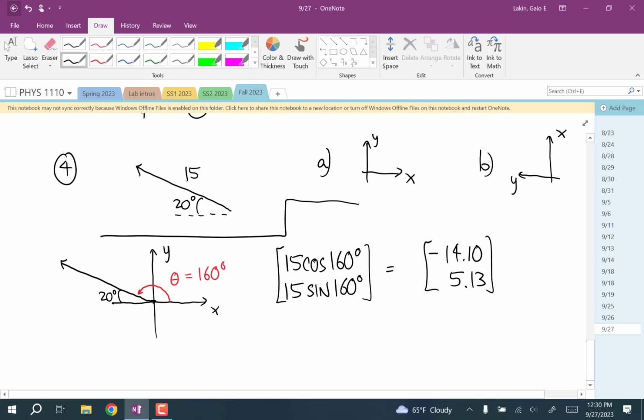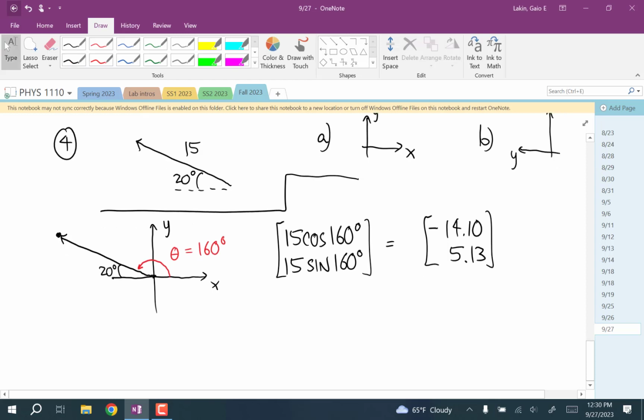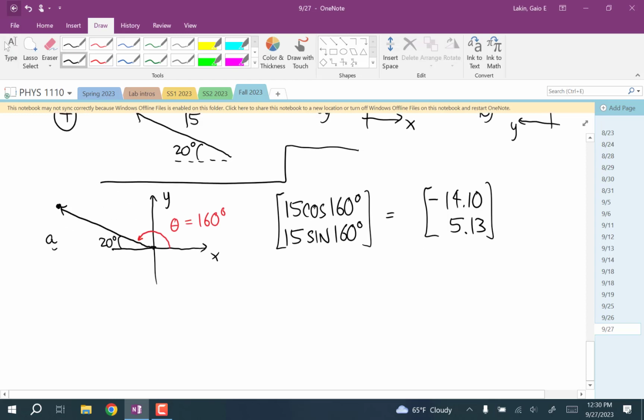And remember, you can always sanity check your answers by thinking what the coordinates would be where the head is. This is in the second quadrant. So we're going to have a negative x value and a positive y value. And that's what we got. So that's part A.